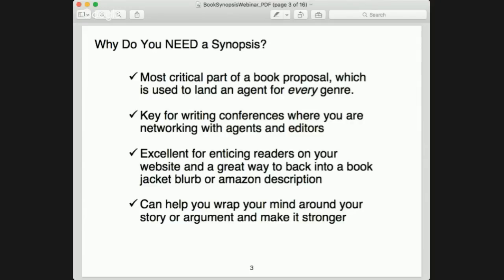And a synopsis is just a summary of your book. It's an overview of the book.